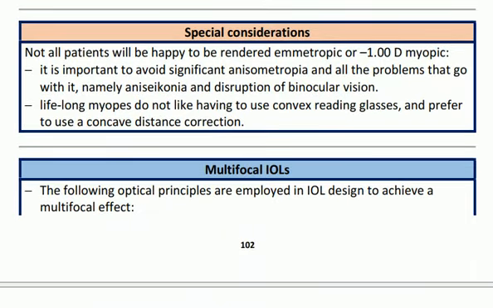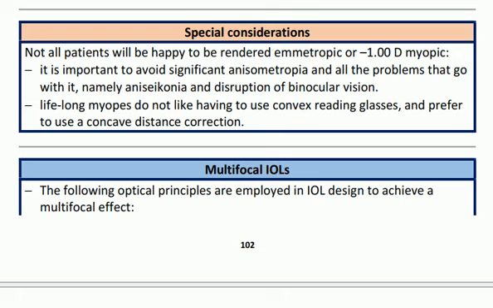Special consideration: not all patients will be happy to be rendered emmetropic or minus 1 diopter myopic. It is important to avoid significant anisometropia and all the problems that go with it, namely aniseikonia and disruption of binocular vision. Lifelong myopes do not like having to use convex reading glasses and prefer to use a concave distance correction.